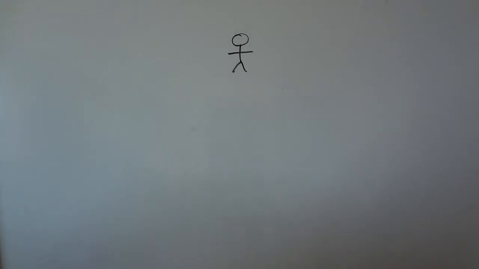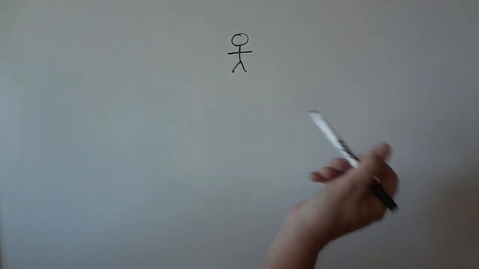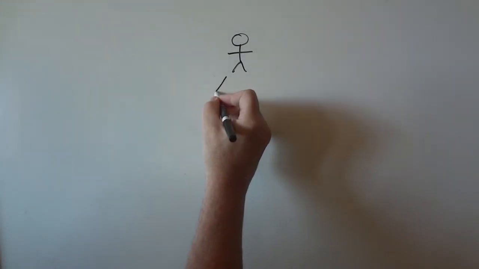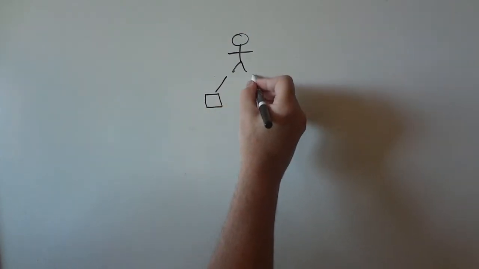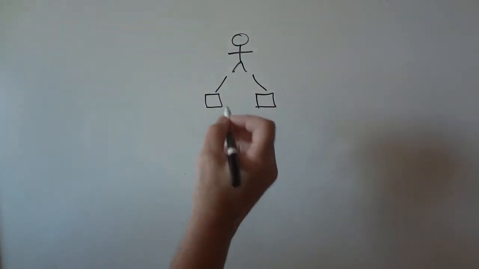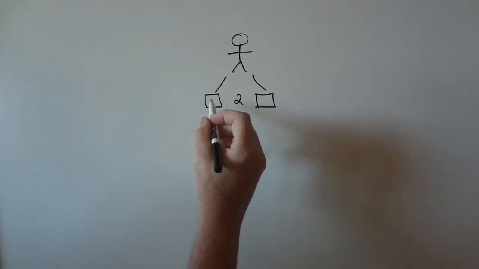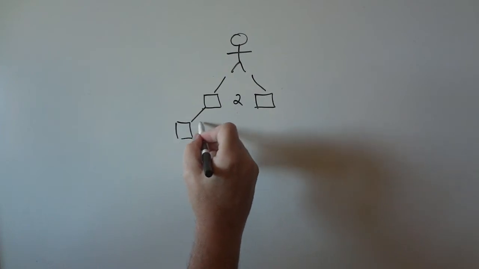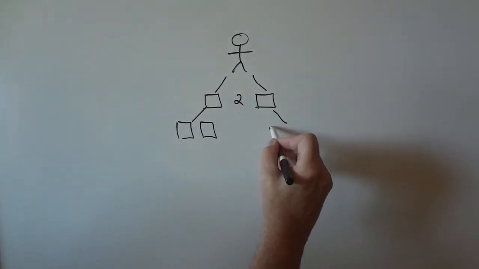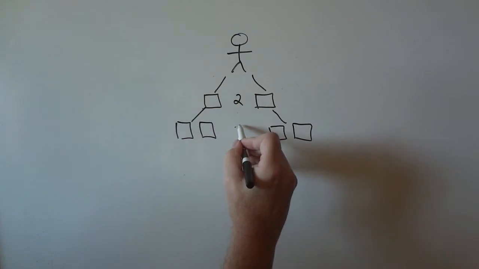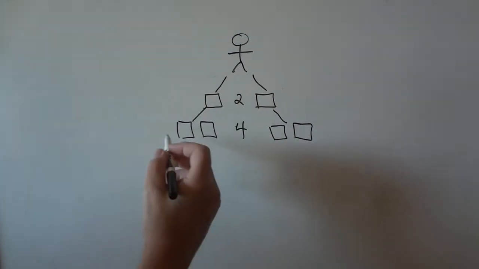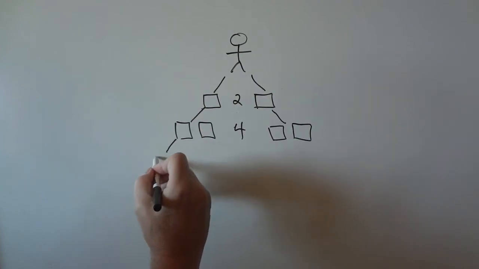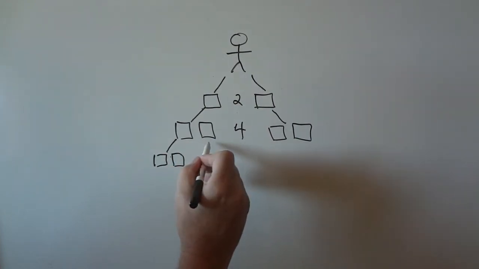So when we start with genealogy, we always start with an individual. This could be me, you, or anybody. Now we know that every individual has two parents. We also know that each of those parents had two parents, which are your four grandparents. And then we know that each one of your grandparents had two parents.